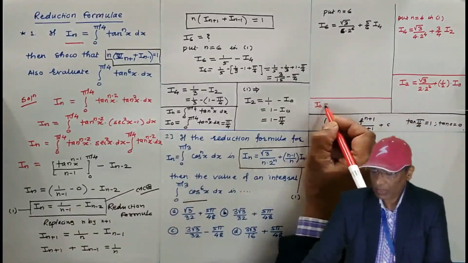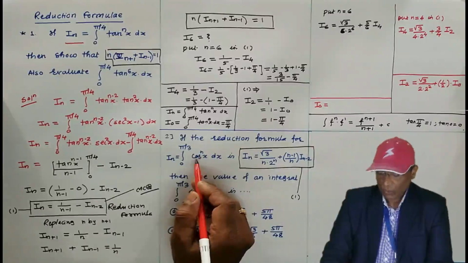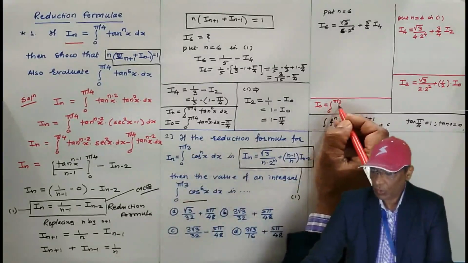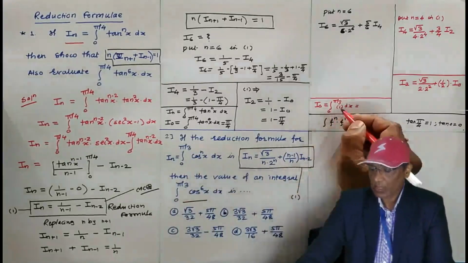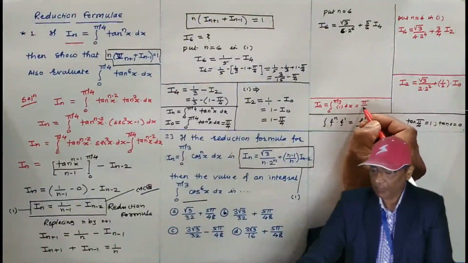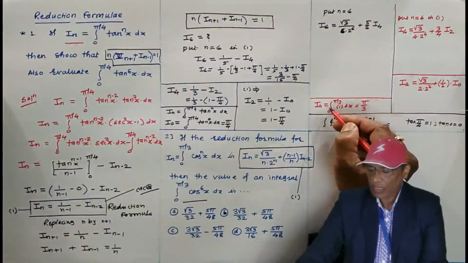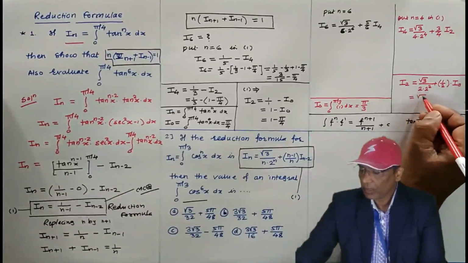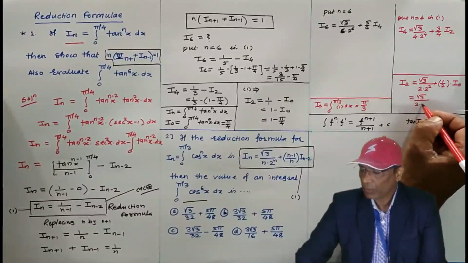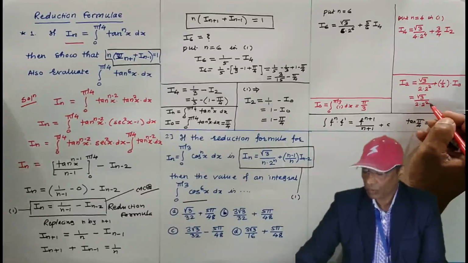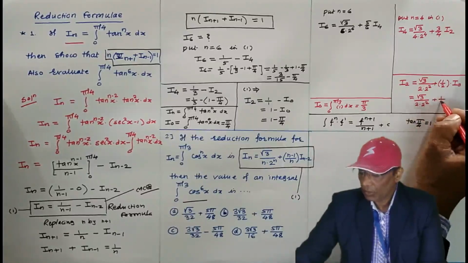For I0, put n equal to 0. Cos raised to power 0 is 1, I am writing directly, because the integral of 1 is x, with lower limit 0 and upper limit pi by 3, which is pi by 3. So in this way, the value of I0 we have obtained. Put the value of I0 here: root 3 by 2 multiplied by 2 square, or you can write here 2 to the power 3 also, plus 1 by 2. And the value of I0 is pi by 3.